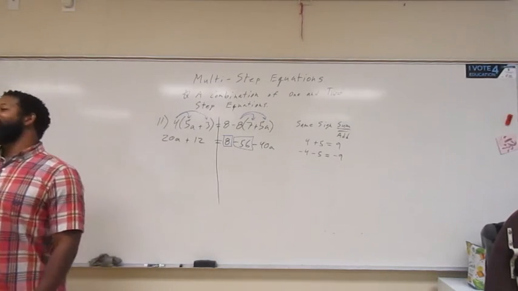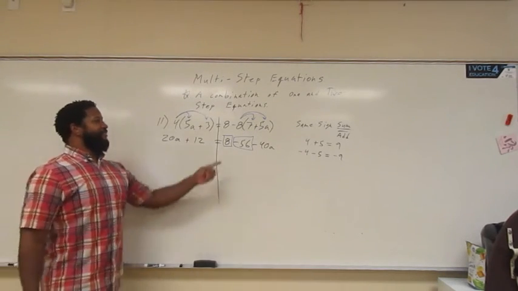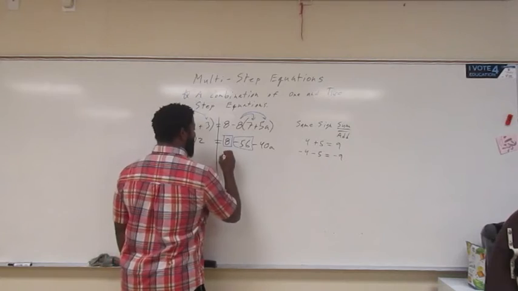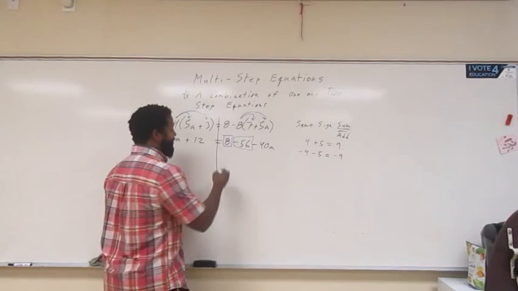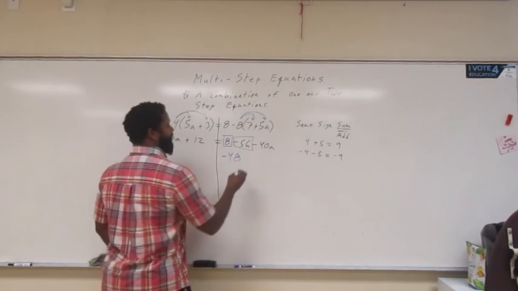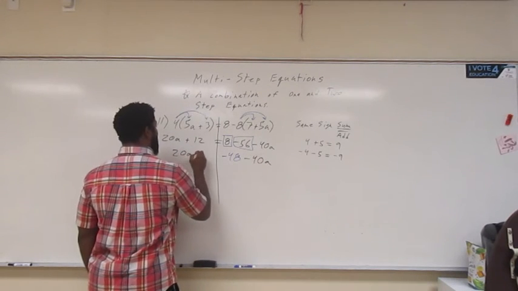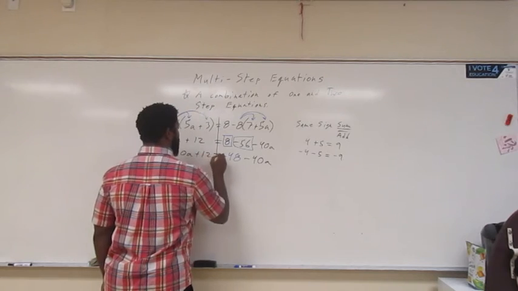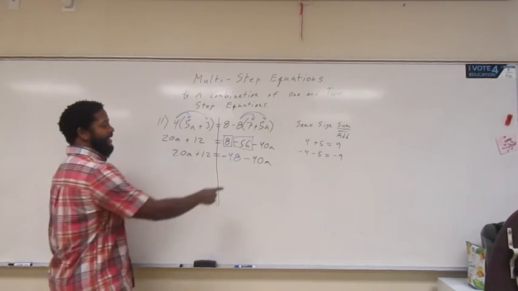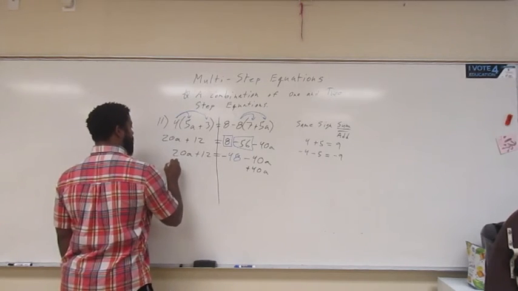8 and negative 56 is negative 48. Thank you, sir. So we have negative 48 minus 35a on this side, and then 20a plus 12. Now, you said you wanted to add the 35a to the other side? Yeah, that's gonna be a negative 15a plus 12.